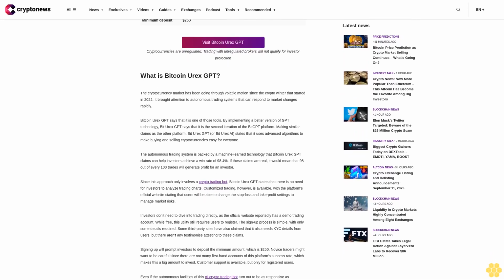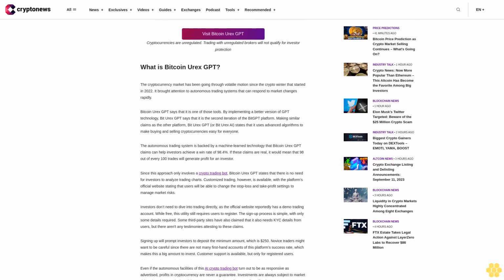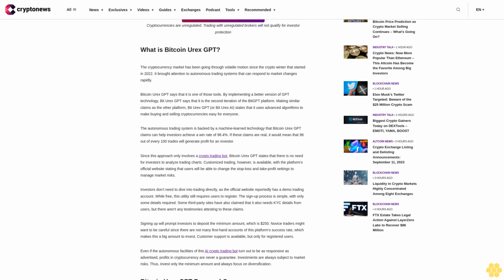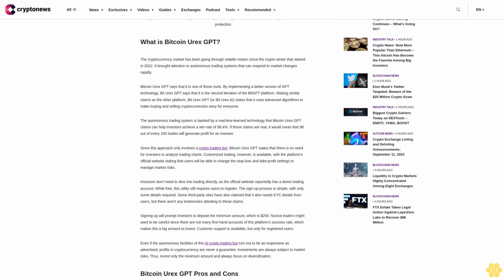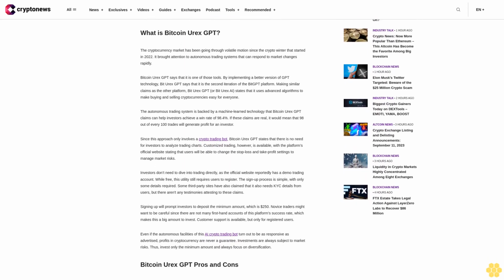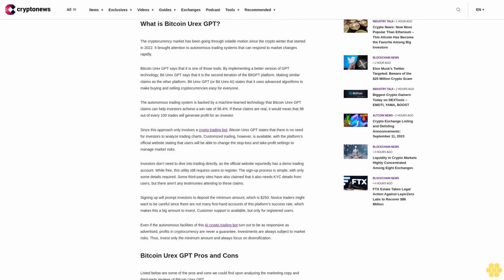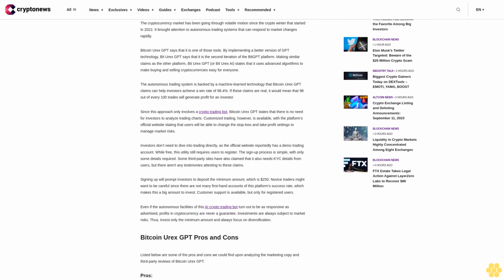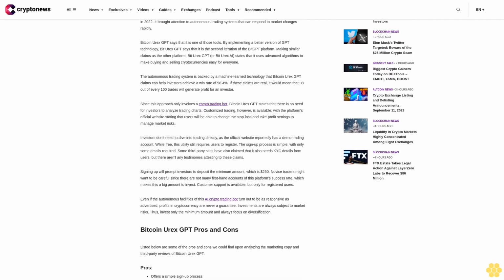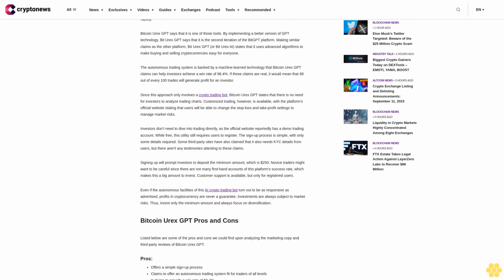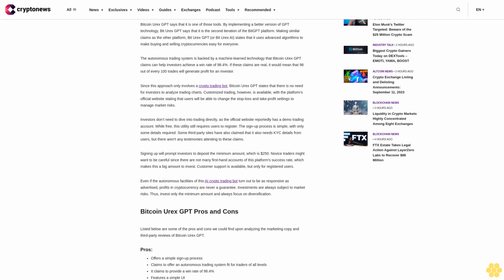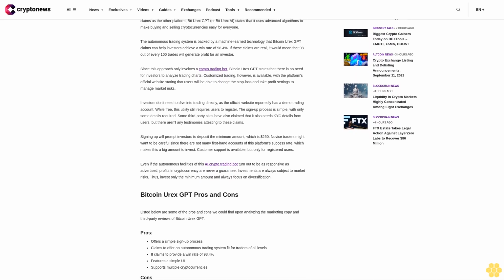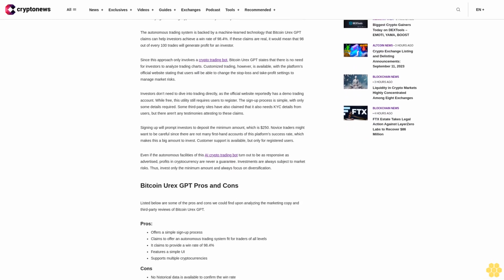Bit Urex GPT or Bit Urex AI states that it uses advanced algorithms to make buying and selling cryptocurrencies easy for everyone. The autonomous trading system is backed by a machine learning technology that Bitcoin Urex GPT claims can help investors achieve a win rate of 98.4%. If these claims are real, it would mean that 98 out of every 100 trades will generate profit for an investor. Since this approach only involves a crypto trading bot, Bitcoin Urex GPT states that there is no need for investors to analyze trading charts.